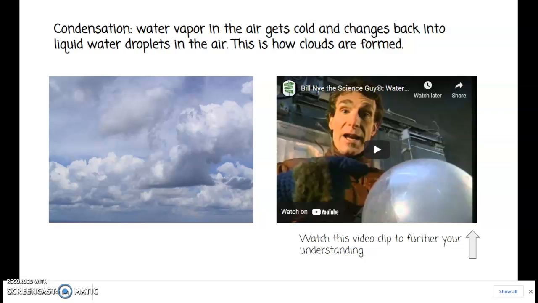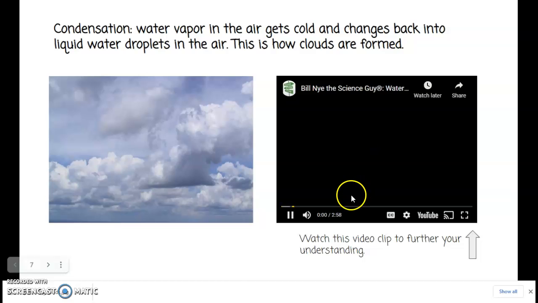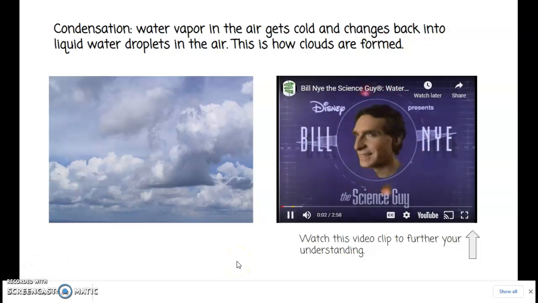Condensation is water vapor in the air that gets cold and changes back into liquid water droplets in the air. This is how clouds are formed. So that is what condensation is. And here is another short little video with, of course, Bill Nye, Bill Nye the Science Guy.